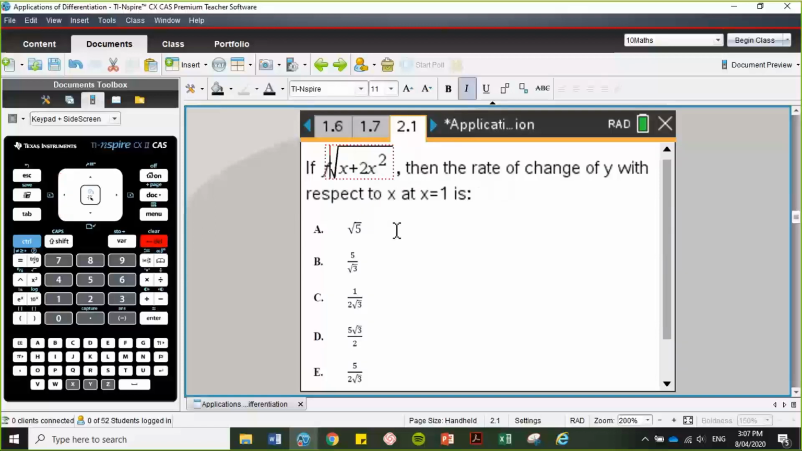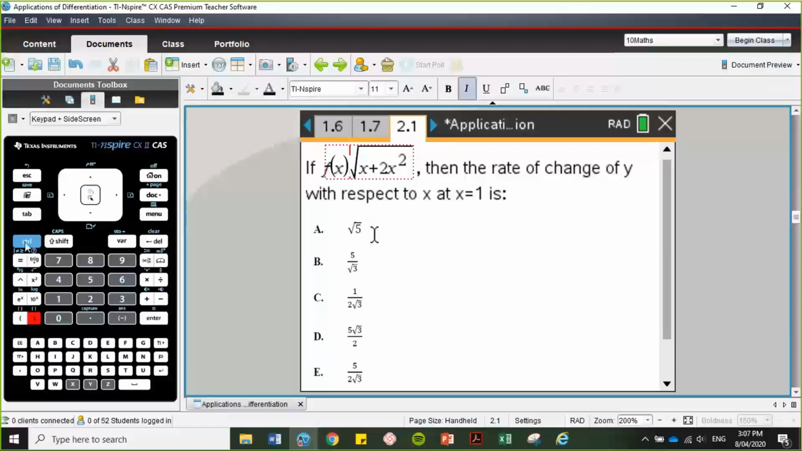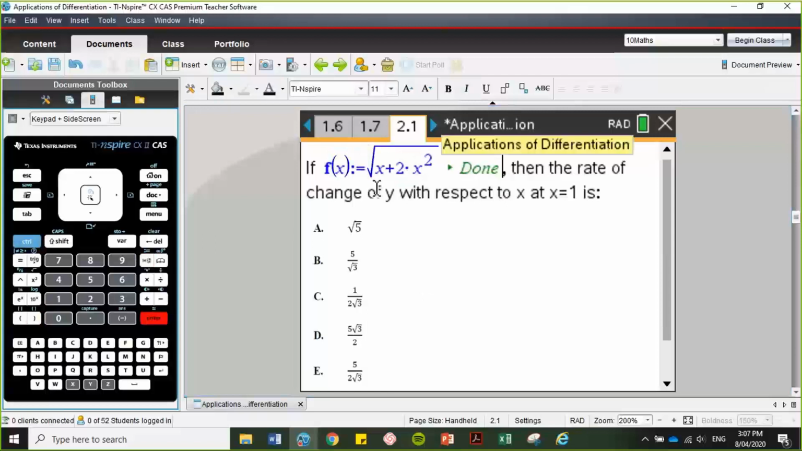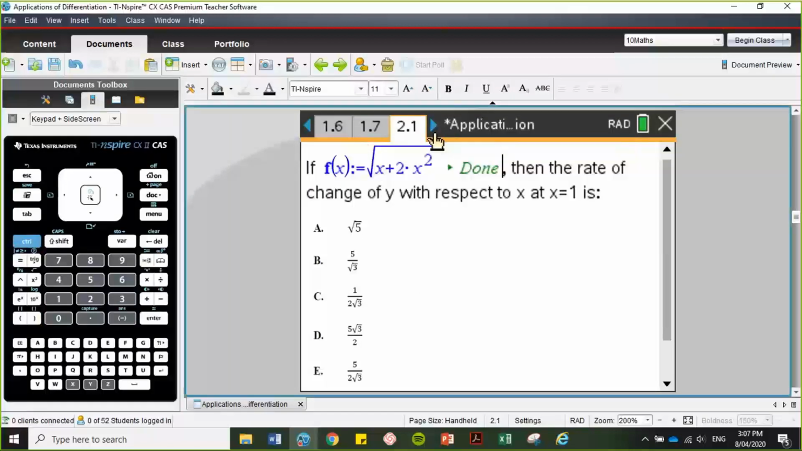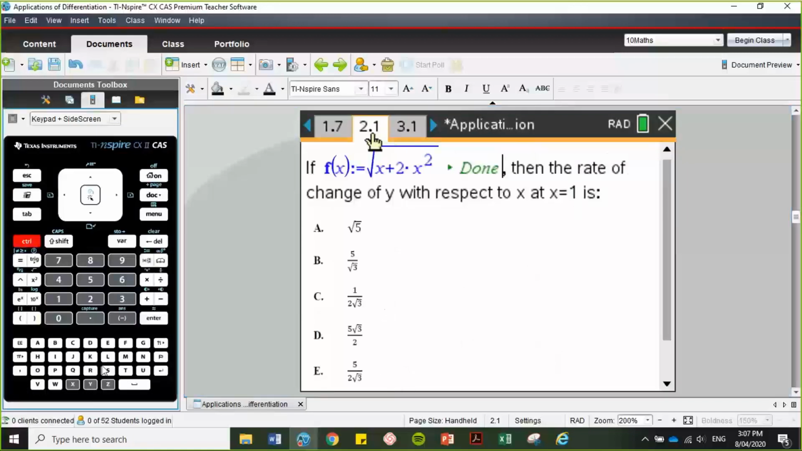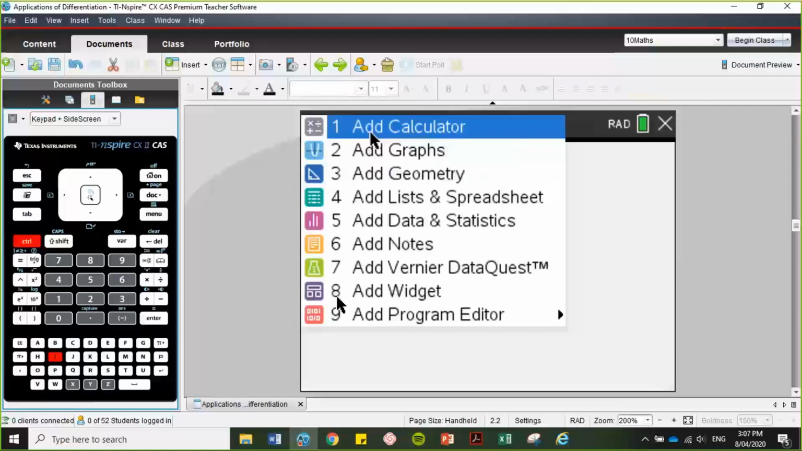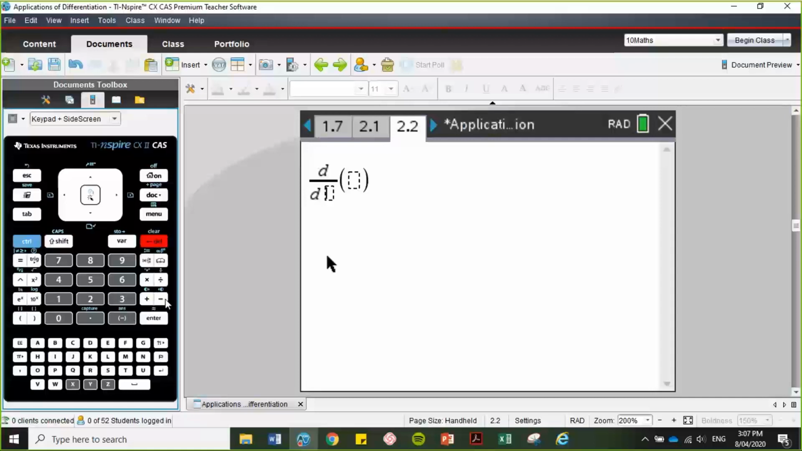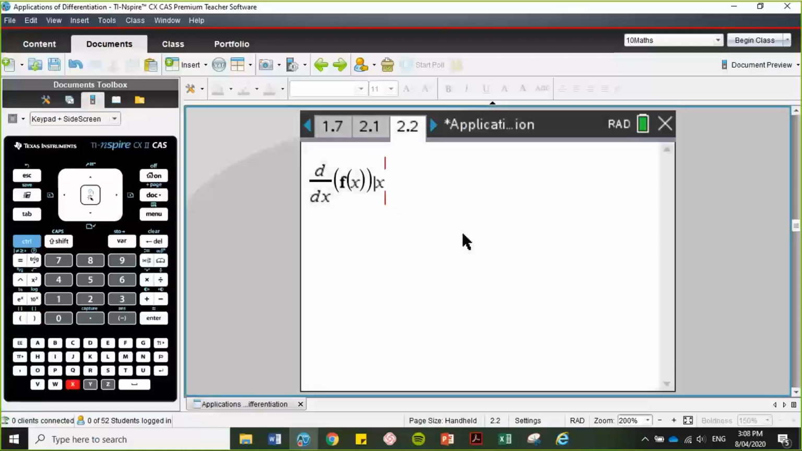I'll just use f of x and use the assign command. Okay, if I do that, then my function is automatically defined in another page. And so, let's come over here. Control I will be the shortcut to open a new page. And here I can use that same method, so derivative at a point. So shift minus, and I defined it as f of x, given that x equals 1 is the question.